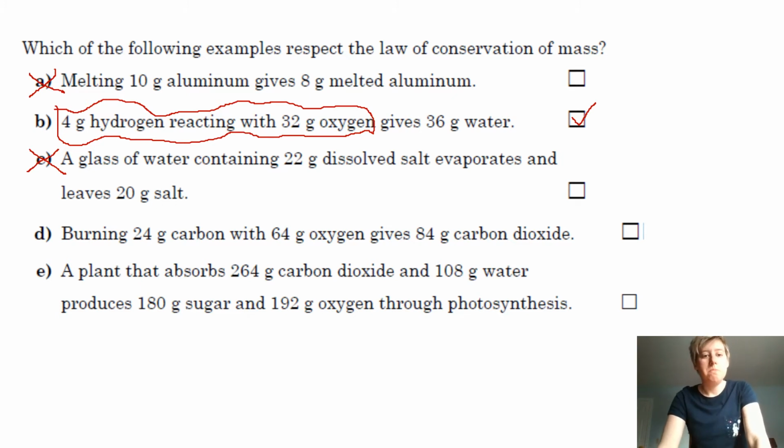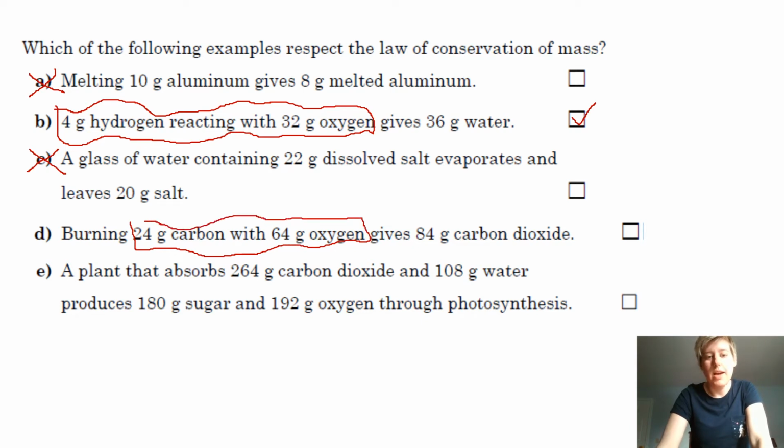If we look at D, burning 24 grams of carbon with 64 grams of oxygen gives 84 grams of carbon dioxide. Well, in this question, our 24 grams of carbon and our 64 grams of oxygen are our reactants. So if we add them together, and if this is showing conservation of mass, we should have a total of 84. But in actuality, we get a total of 88 grams. Because it is not the same, this is not an example.